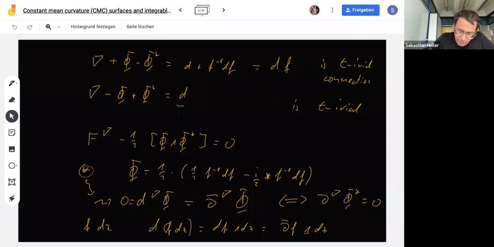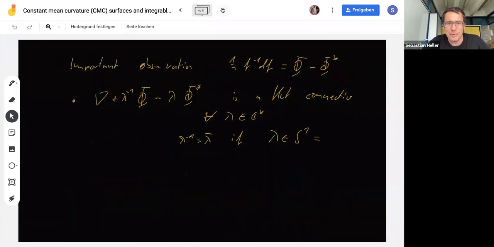And additionally, from the observation that if lambda is in the unit circle, then lambda inverse is the same as lambda bar, this gives us the fact that these connections, which I denote by nabla lambda, are actually unitary.